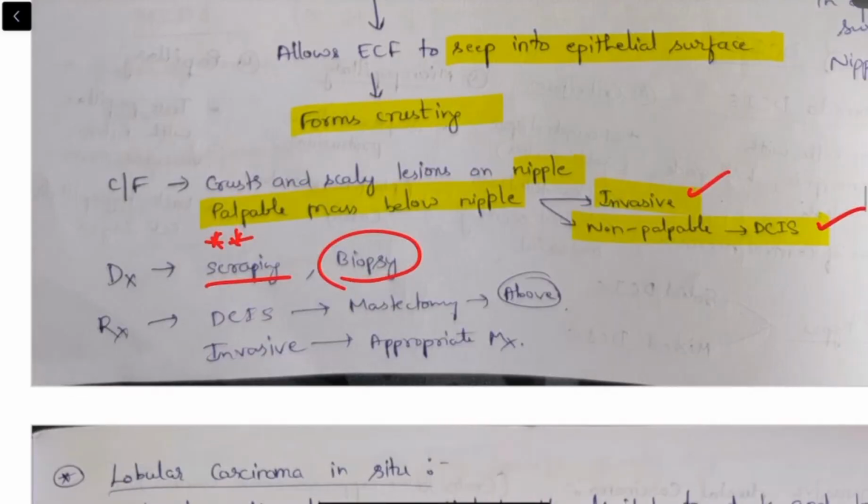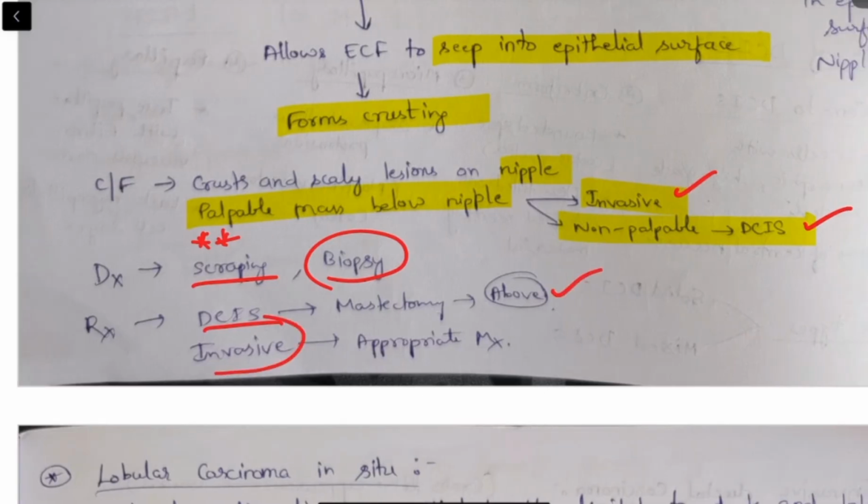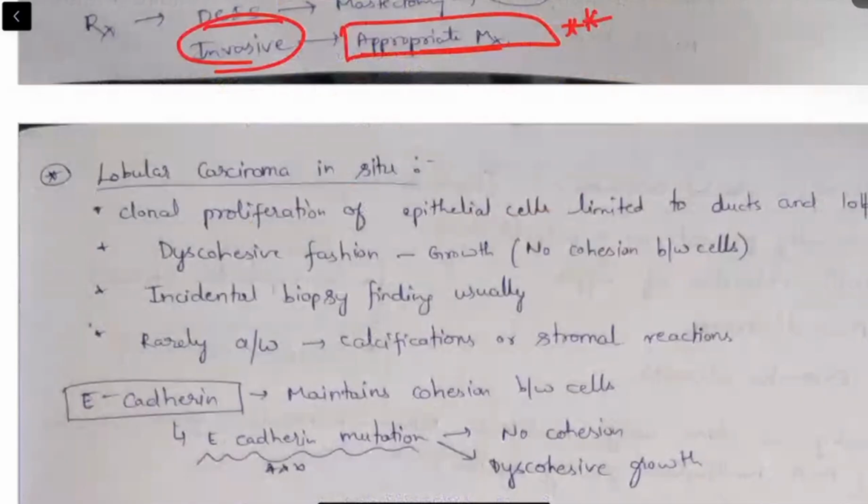So again, once the biopsy comes, if it is a ductal carcinoma in situ, we will treat it just like ductal carcinoma in situ, that is, mastectomy. If it is an invasive carcinoma, we will study that in detail next, and treatment has to be done accordingly. Okay, so this was about Paget's disease of the nipple.